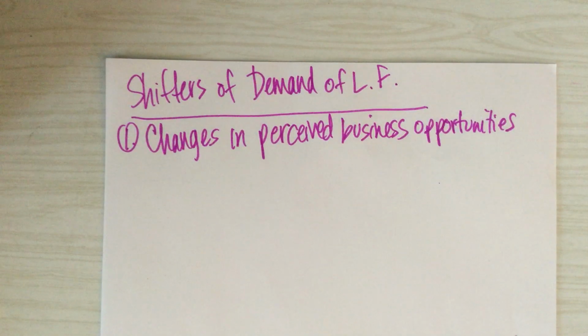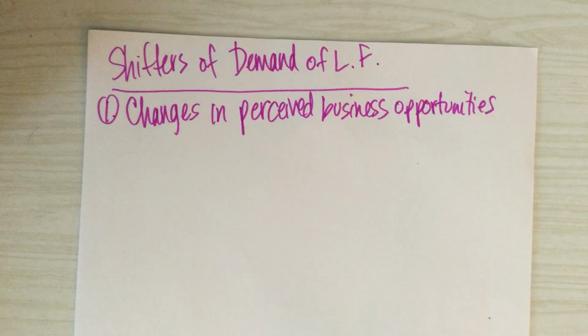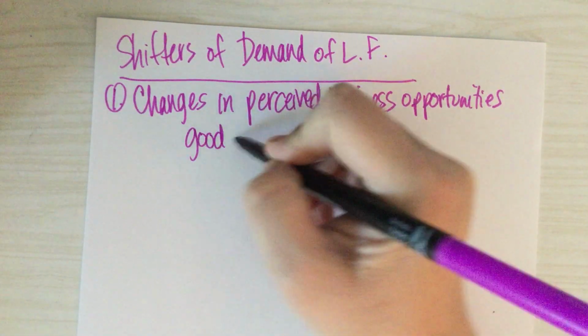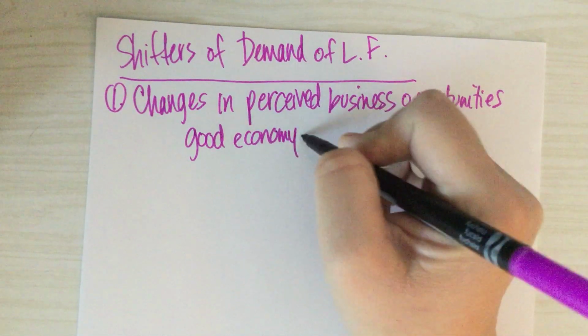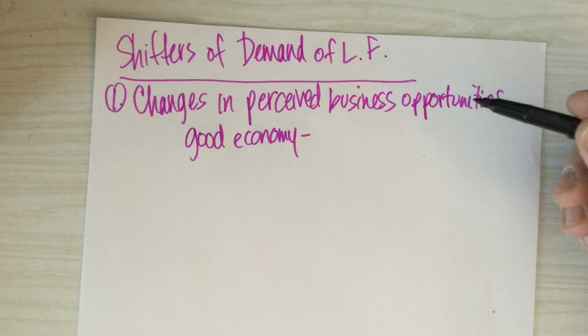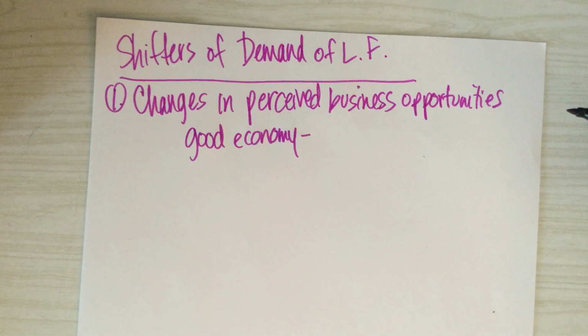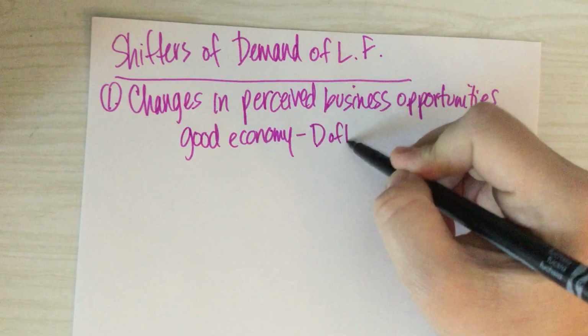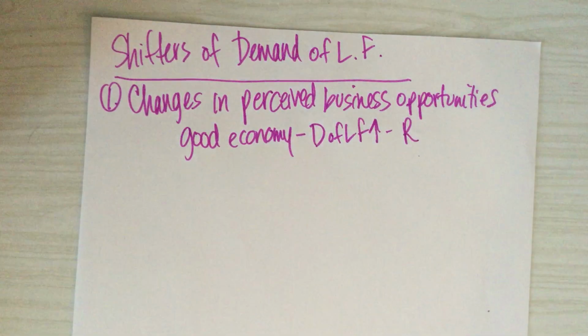Okay, so the shifters of the demand of loanable funds: changes in business opportunities affect firms and how they borrow money. Essentially, let's say our economy is going to be good. There are all of these economic reports, the Federal Reserve Bank is saying that our economy is going to be booming for the next few years. Then it gives businesses a sense of security, in the sense that if they borrow money, they know they're going to be able to pay it back. So if they think that business is going to be booming, the demand of loanable funds is going to go up and shift to the right.